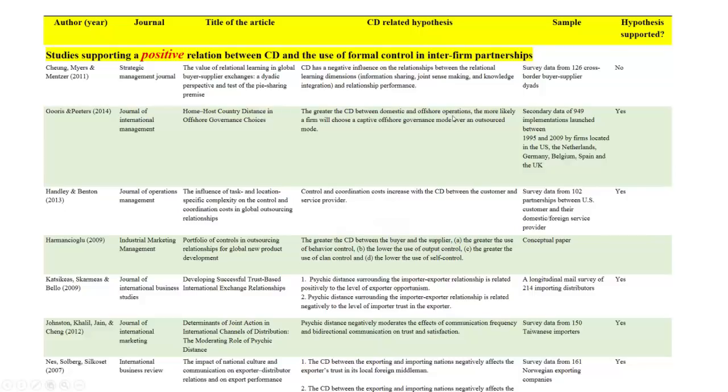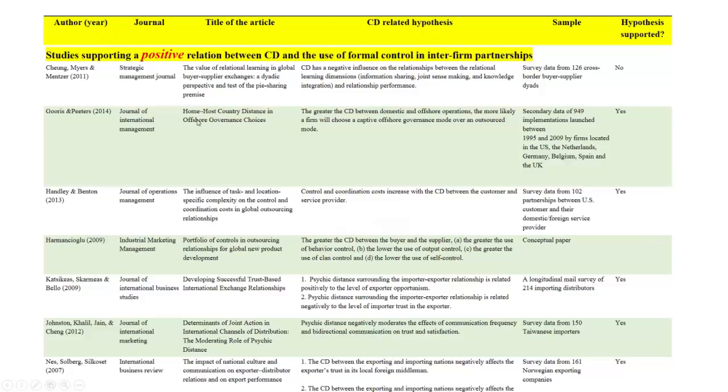But have those hypotheses all focused on formal control? I don't know. What we have done is just summarize the culture distance related hypotheses. Some of these are related to formal controls, some of them are not. For example, the first one, CD has a negative influence on relationships between relational learning dimensions and information sharing. So that's not formal control.